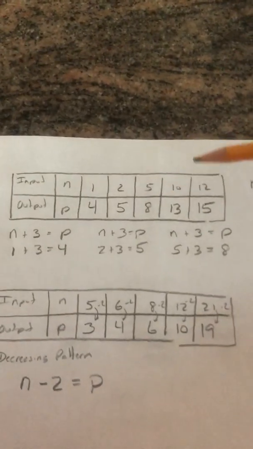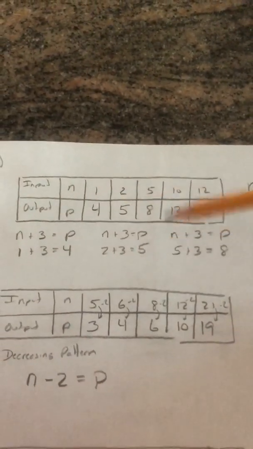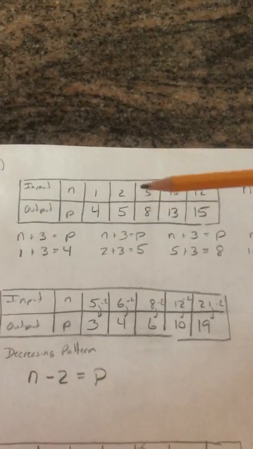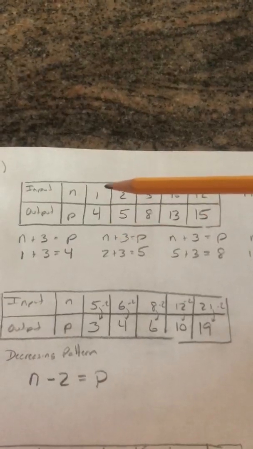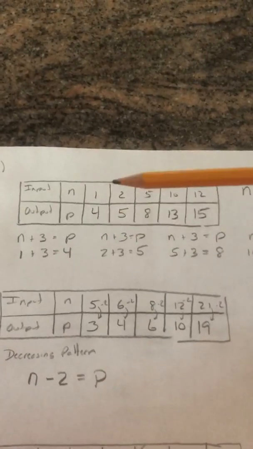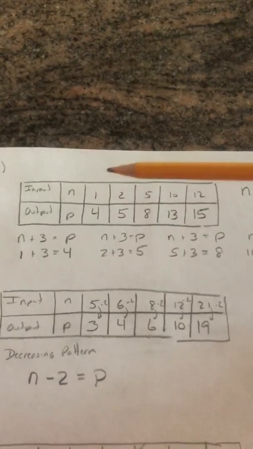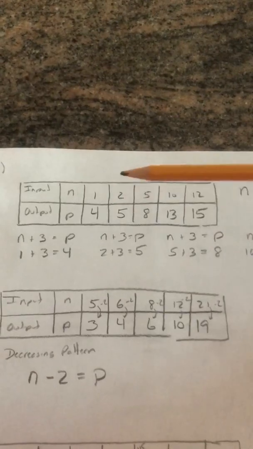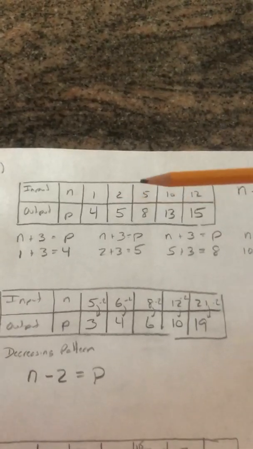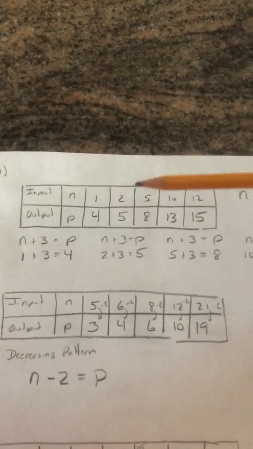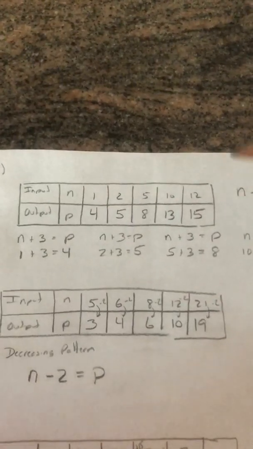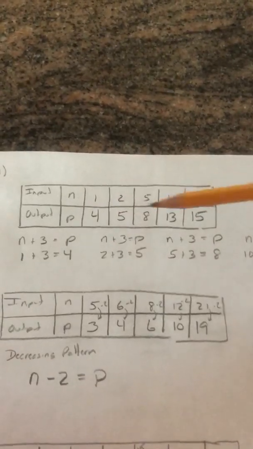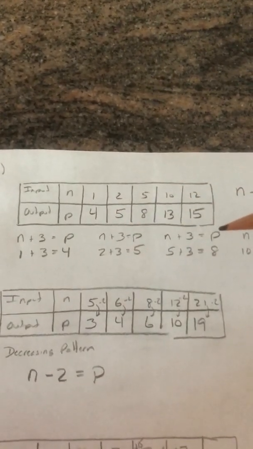Now we've done input-output tables before. This is a horizontal version. We've done them vertically. We can also call it a T-chart. The one thing you've got to be careful of here is that we see a pattern from our input to output, but we actually don't see a pattern in our inputs or our outputs from one to the next, because they're not counting in any type of consecutive pattern. They're just counting randomly, so 1, 2, 5, 10, 12. There's no pattern to that, so you don't see a pattern in your input or your output. So you've got to be careful on these.